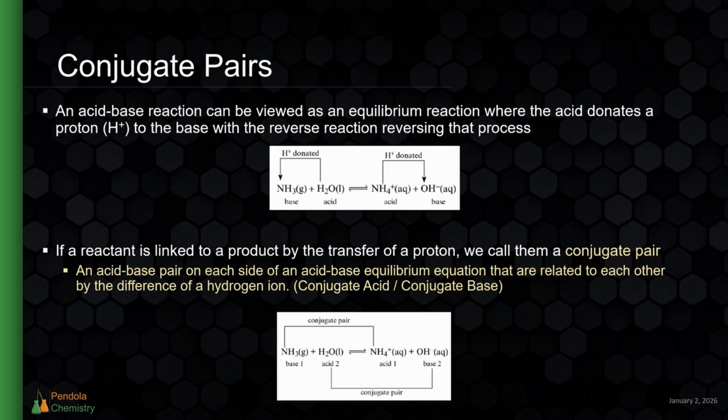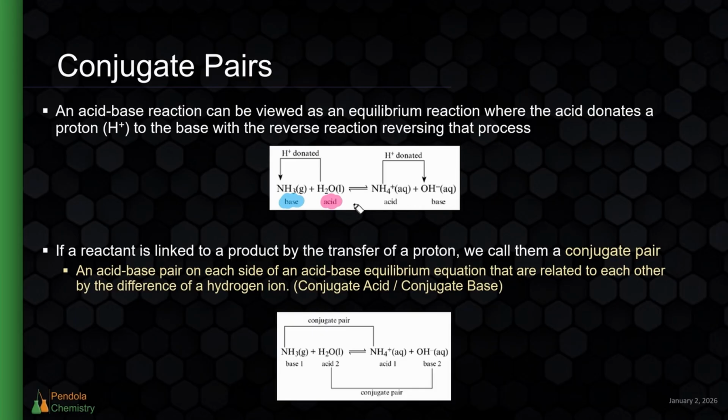In this reaction, ammonia is acting like a base, where water is acting like an acid. The water donates a hydrogen from the water to the ammonia. The ammonia becomes ammonium, and the water becomes hydroxide ions.